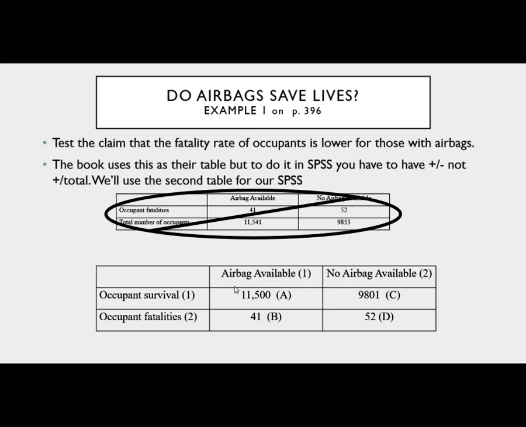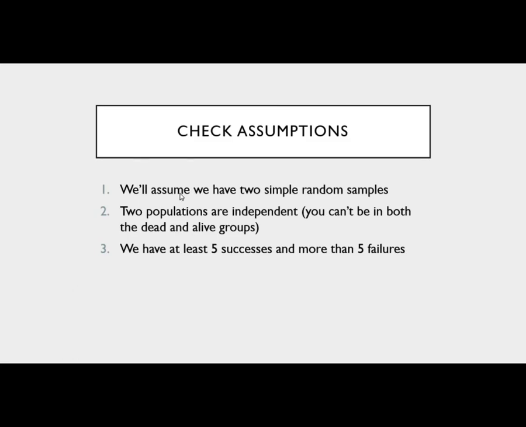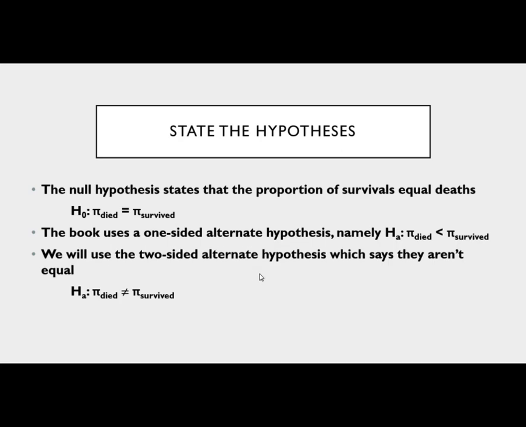So here, we'll assume we have two simple random samples. We know that our populations are independent. You can't be in the dead and the alive group at the same time. And we have at least 5 successes and at least 5 failures. The null hypothesis states that the proportion of survival equals deaths. The book uses the one-sided test, namely that the proportion of those who survived is bigger than those that died. But we're going to use the two-sided alternative hypothesis, which just says that they're not equal.